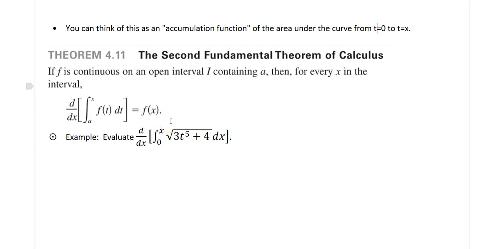So in this case, when we're looking at it, the answer here is just the square root of 3x to the 5th plus 4. You don't have to do anything else, and because we're talking about a definite integral right here, there's no constant. So everything you took the derivative of, all the constants are gone.